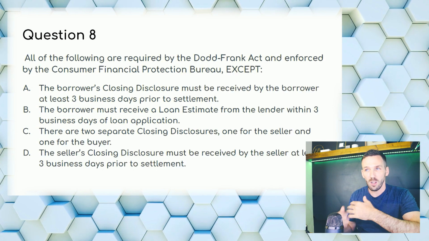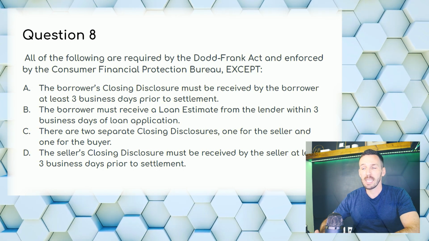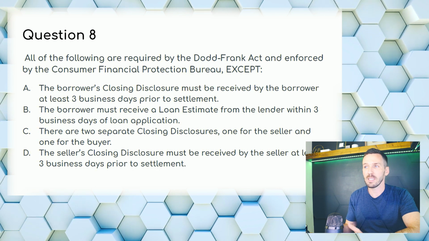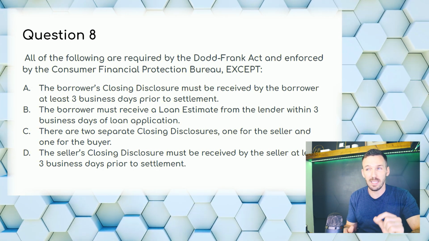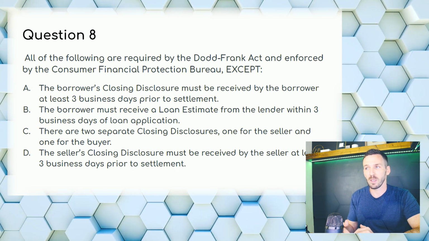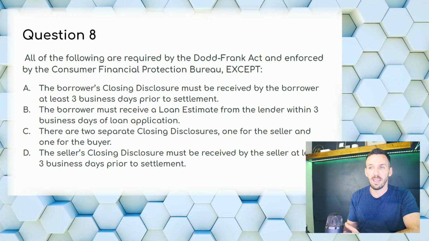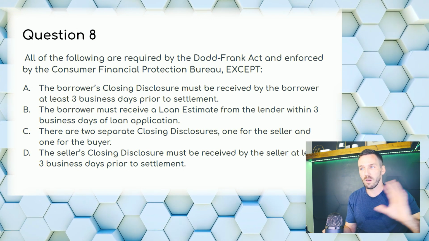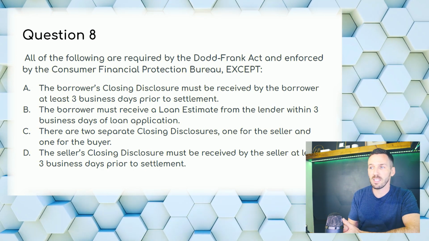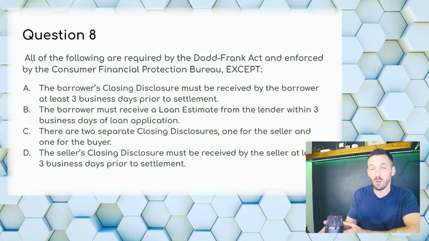All right, question 8. All of the following are required by the Dodd-Frank Act and enforced by the Consumer Financial Protection Bureau, except A, the borrower's closing disclosure must be received by the borrower at least 3 business days prior to settlement. B, the borrower must receive a loan estimate from the lender within 3 business days of loan application. C, there are 2 separate closing disclosures, one for the seller and one for the buyer. D, the seller's disclosure must be received by the seller at least 3 business days prior to settlement close date.